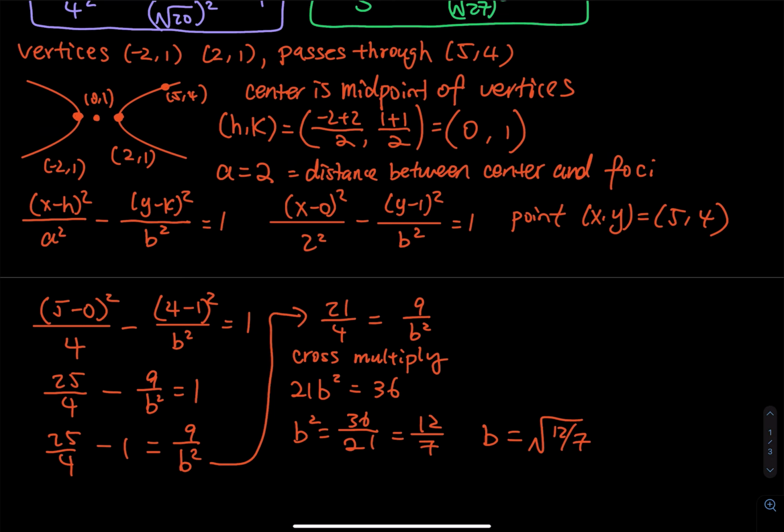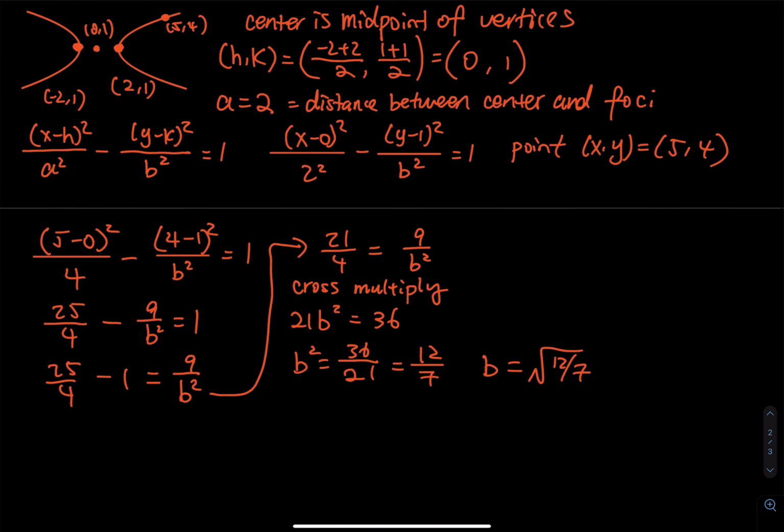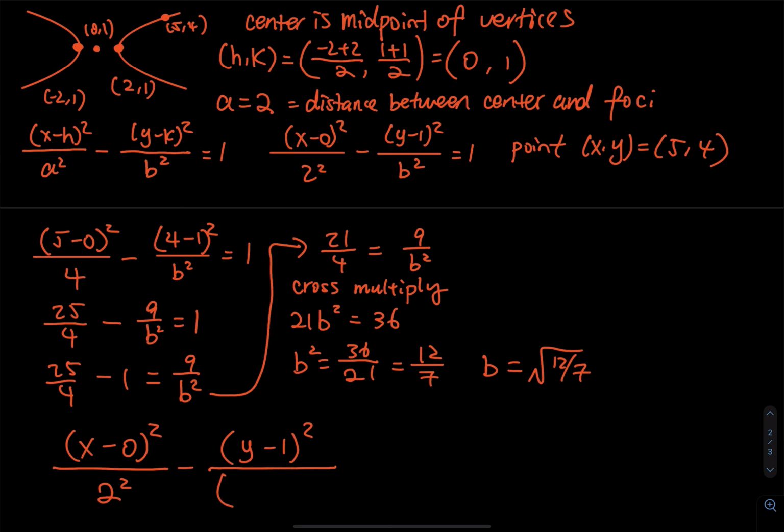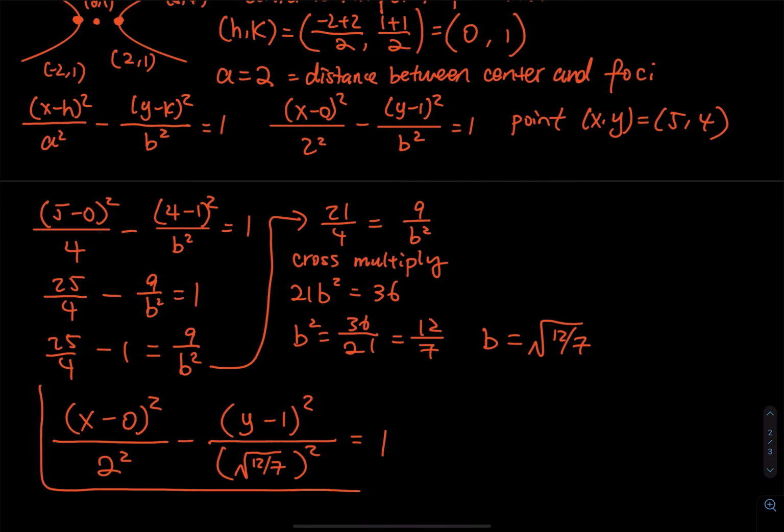And then now you can write your final answer. So the final answer, the standard equation, is x minus 0 square divided by 2 square, minus y minus 1 square divided by b square, which is the square root of 12 over 7 squared, and then overall that is equal to 1, and then this is the standard equation. Alright, so that is the end of this problem and this video.